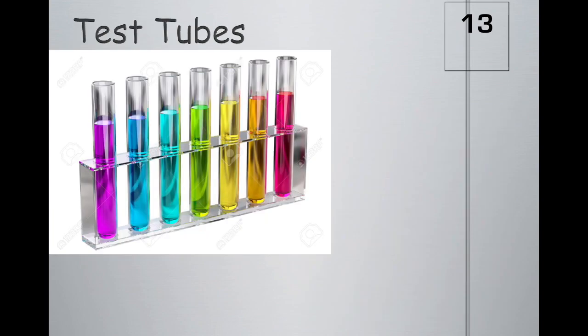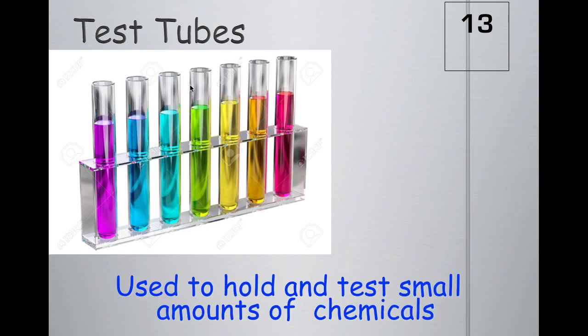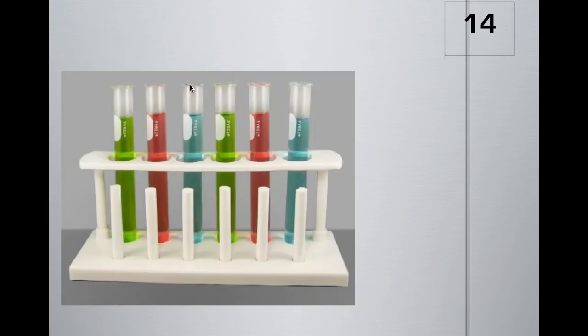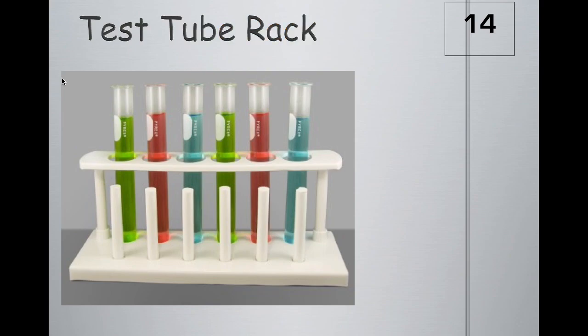Test tubes, they are usually glass, but they can be plastic, and you can also put a stopper on these. And these items are used to hold and test small amounts of chemicals. And what you'll notice is that these test tubes are placed in plastic holders, and this is called a test tube rack. This one is plastic. It holds the test tubes.